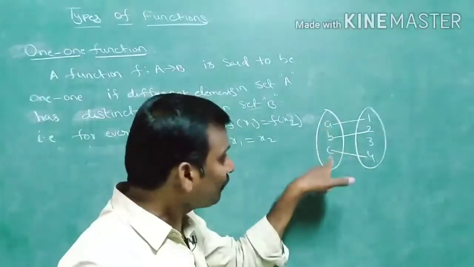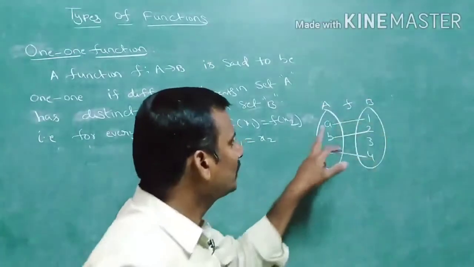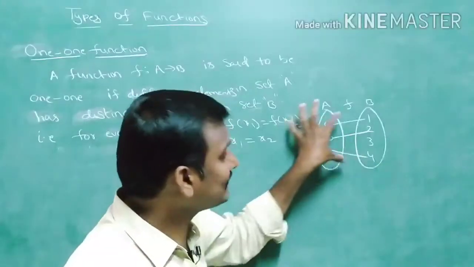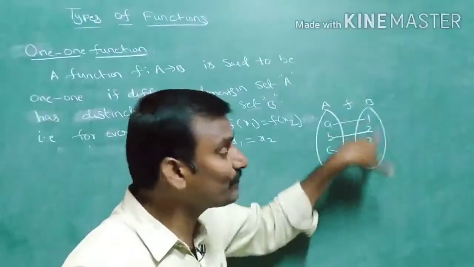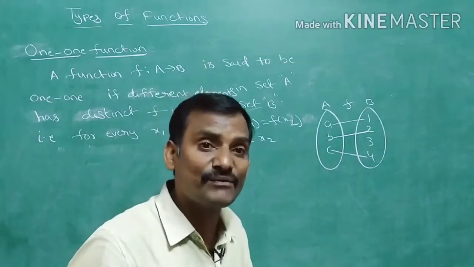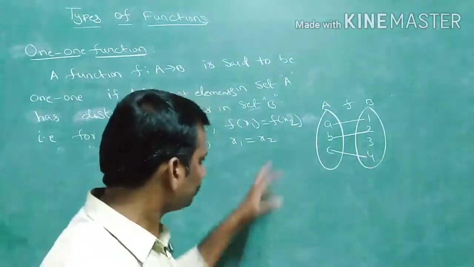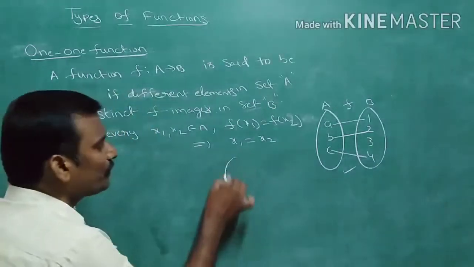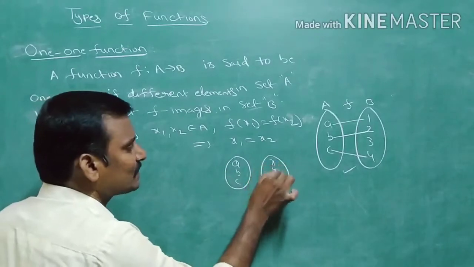Here, first of all, is it a function or not? a has image 1, b has image 2, c has image 4. Every element in set A has a unique image in set B, but here different elements in set A have different images. That means no two elements have the same f image. Yes, this is a one-one function. Okay, suppose if you take 1, a, b, c, x, y.